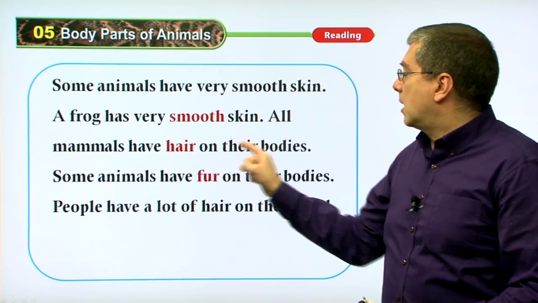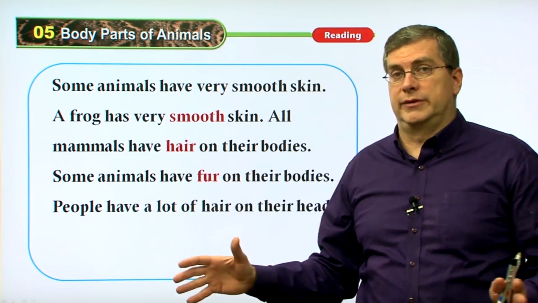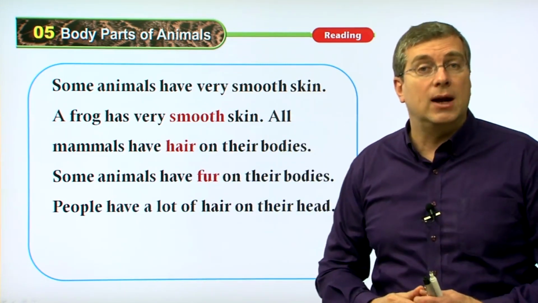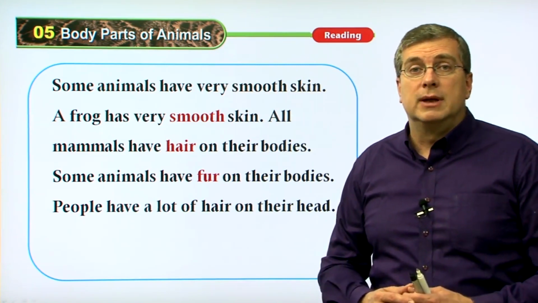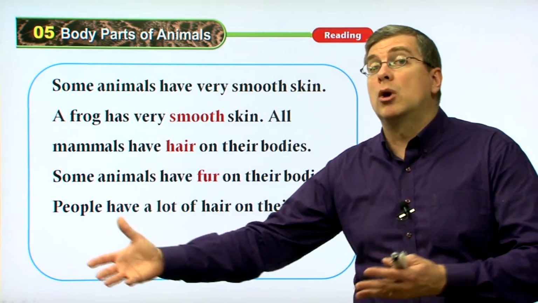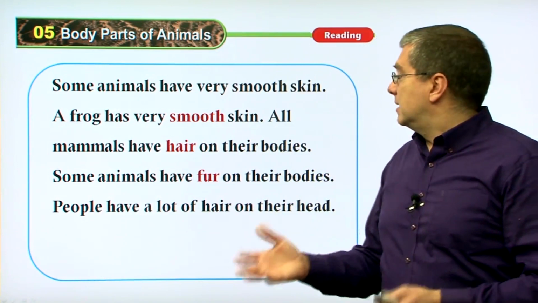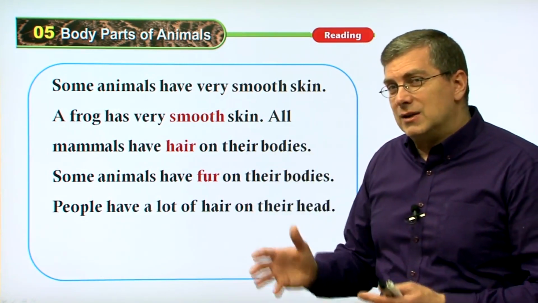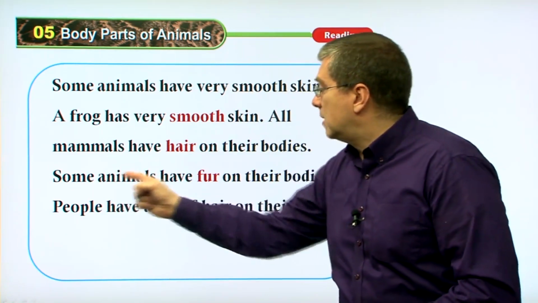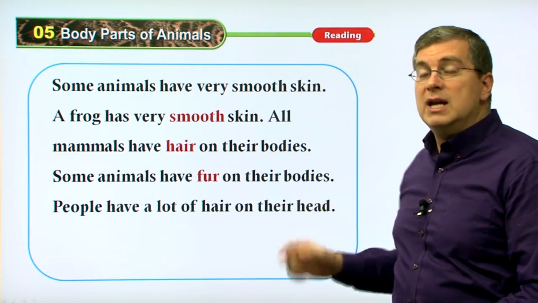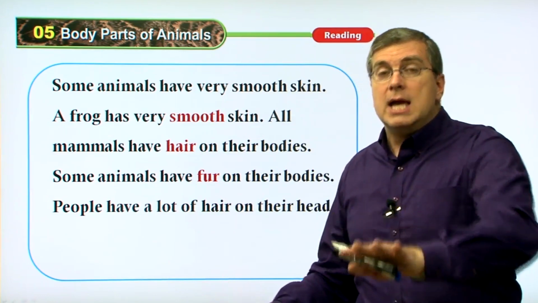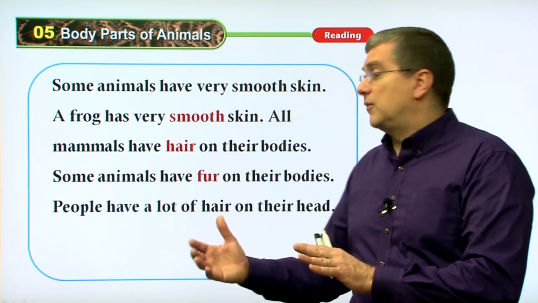All mammals have hair on their bodies. So all mammals, every mammal has hair on their bodies. Dogs are mammals. People are mammals. Dogs have hair. Of course, dogs have a lot more hair than people, right? And when we talk about animals like dogs and bears and rabbits that have a lot of fur, we say some animals have fur on their bodies. So if they have a lot of hair, we say it's fur. Remember, don't say that people have fur, right?